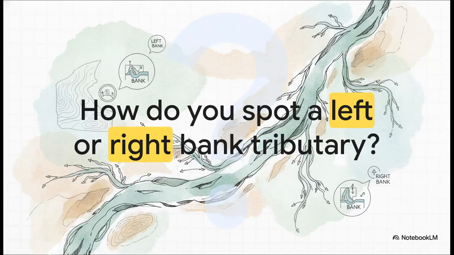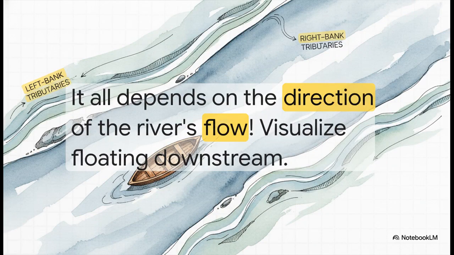Okay, this brings us to a classic exam trope. How do we actually tell a left bank from a right bank tributary? Examiners absolutely love testing your spatial awareness with this one. The secret is surprisingly simple. It all depends on the direction the river is flowing. Just visualize yourself sitting in a boat, floating downstream with the current. Whatever joins from your left is a left bank tributary, and whatever joins from your right is a right bank tributary. It's as easy as that.